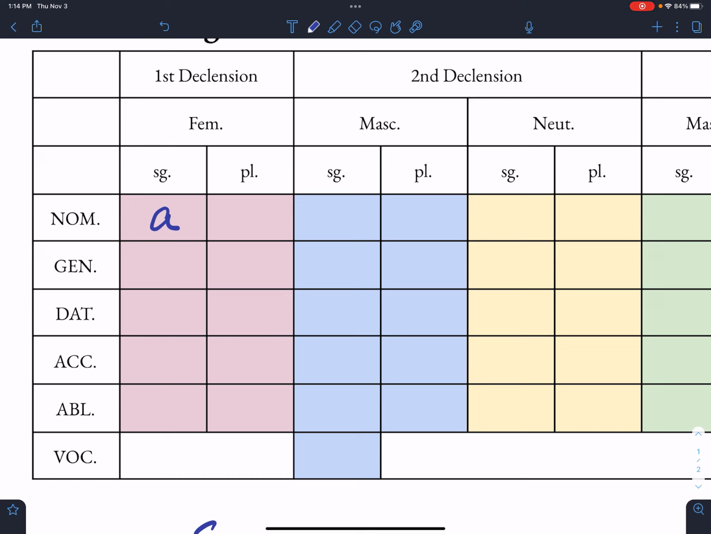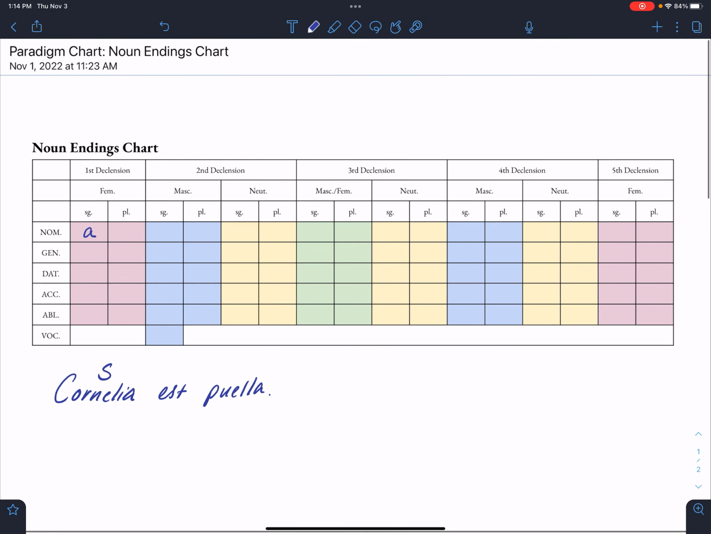Anything that we're going to write in the chart, fill in, but any sentences below, do not bother writing. Don't worry about any of the characteristics right now. Just worry about where we're putting the endings. All right. So that's our first one. Now let's do another example.